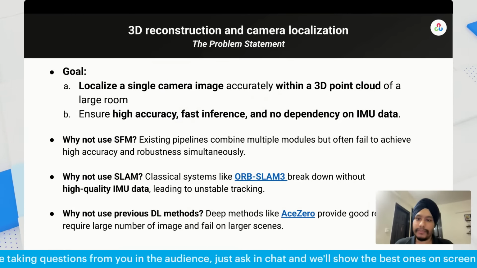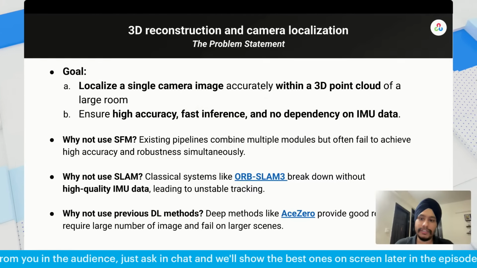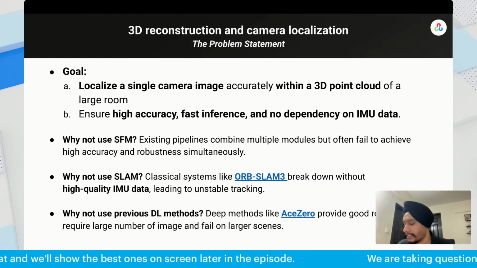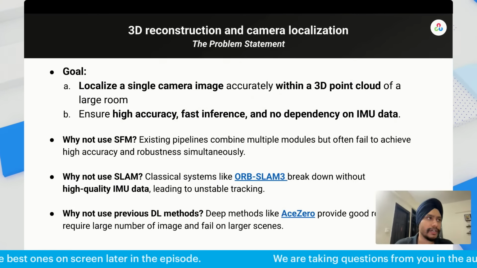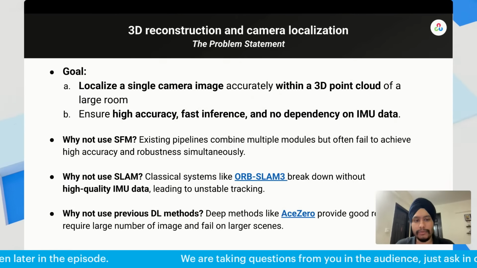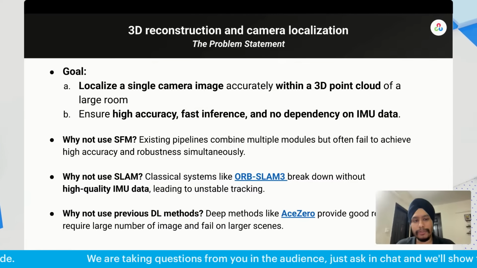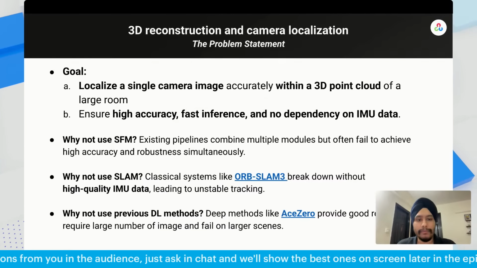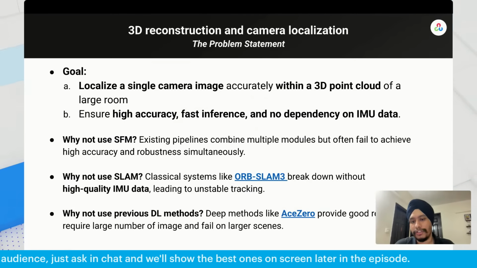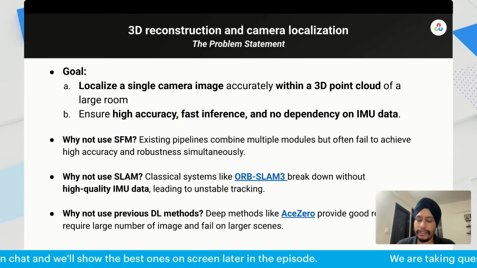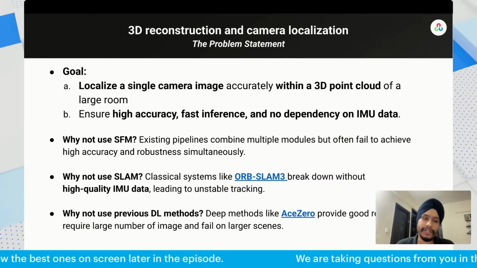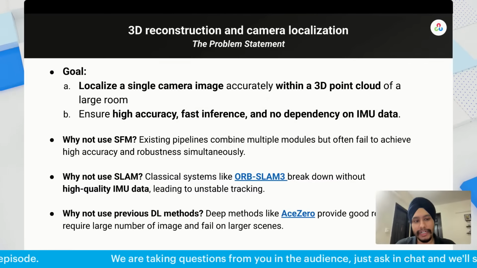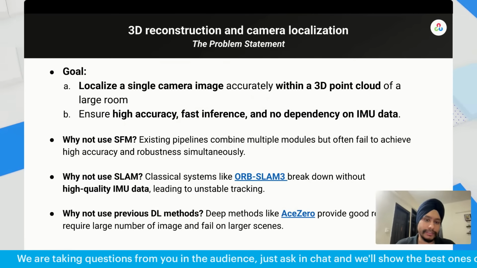This problem statement, as I said before, has been there for a couple of decades, and there are some very strong classical techniques available that people use. The overall goal is to localize a single camera image within a point cloud of a large room, and we want to ensure high accuracy, fast inference, and no dependence on any other sensor data. It could be IMU data, LiDAR data, or other sensor data.